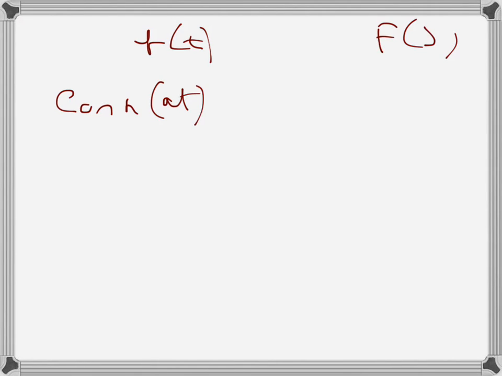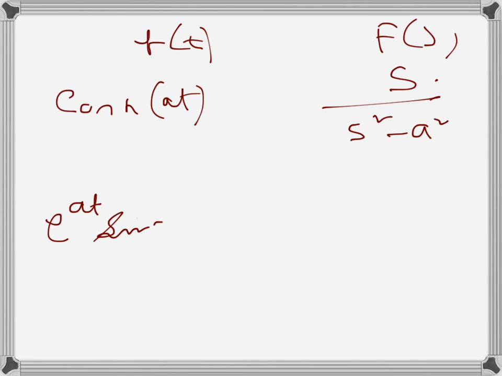And for cos hyperbolic, I'm not writing it yet, maybe I will write it here, f(t) and F(s). So cos hyperbolic at becomes s over s squared minus a squared, and here it is s. There is another one, e to the power at times sine of at.